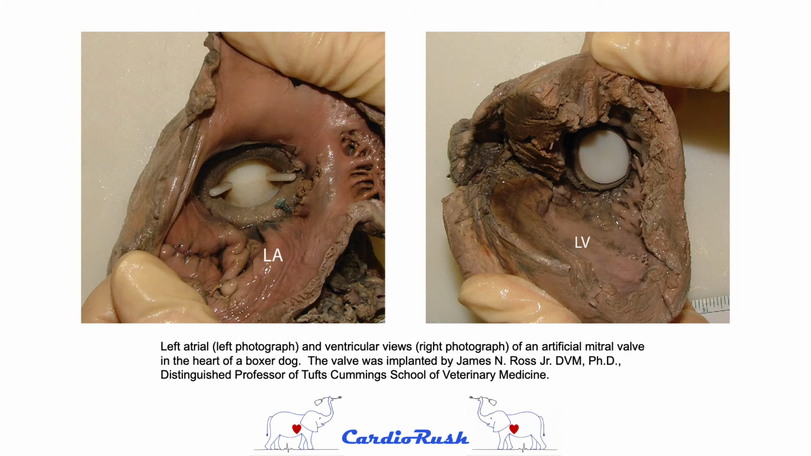These two images, looking from the left ventricle and the left atrial side, are from a boxer that probably had cardiomyopathy but had a loud murmur. And in the age before echocardiography, the thought was that the mitral valve may have been the cause of the congestive heart failure. And indeed, it may have been that this particular boxer had quite a bit of mitral valve disease as well. You'll see that the mitral valve has been replaced with an implanted mechanical valve. This valve was implanted by Dr. Ross, who's a distinguished professor at the Cummings School.